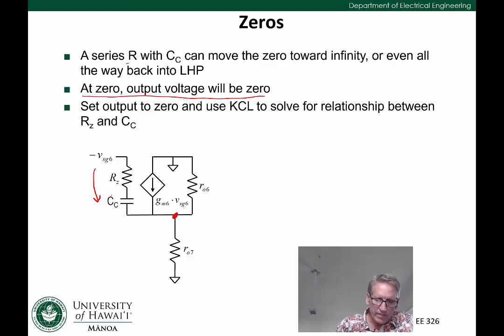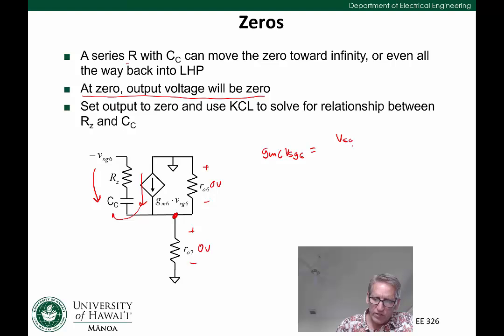We can do KCL, and we can say the current flowing in our voltage controlled current source must all go through CC and RZ, because if we have 0 volts across RO6 and RO7, we're not going to have any current flowing through them. So we could say that the current GM6 times VSG6 is equal to 0 minus VSG6.